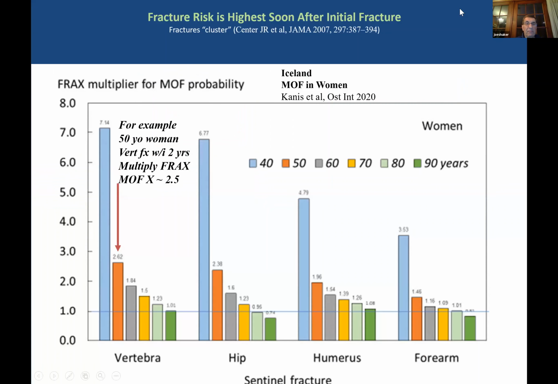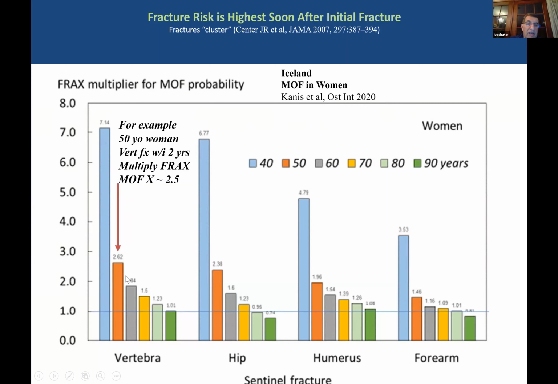Another thing that's become more evident in recent years is recency of fracture. And this is data recently published. It's from Iceland. And what they found was that if you had a vertebral fracture within 2 years, for example, you had to multiply the MOF, major osteoporotic fracture risk, by a number to get the real risk. So the younger you were, the higher this multiplier was.